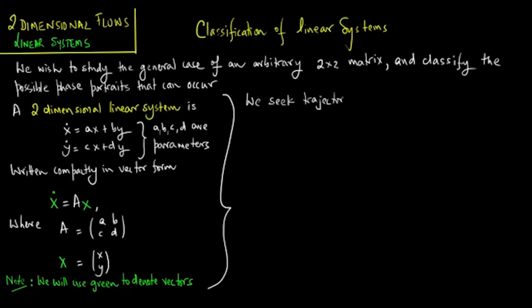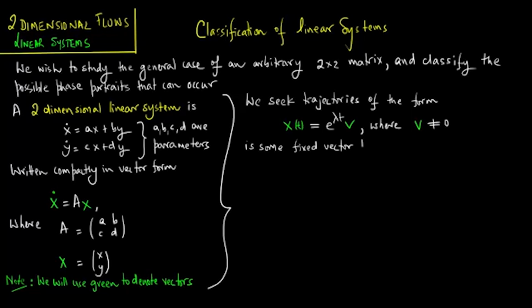So we seek trajectories of the form x of t is equal to e to the lambda t times v, where v is not equal to 0, is some fixed vector to be determined, and lambda is a growth rate which is also to be determined.